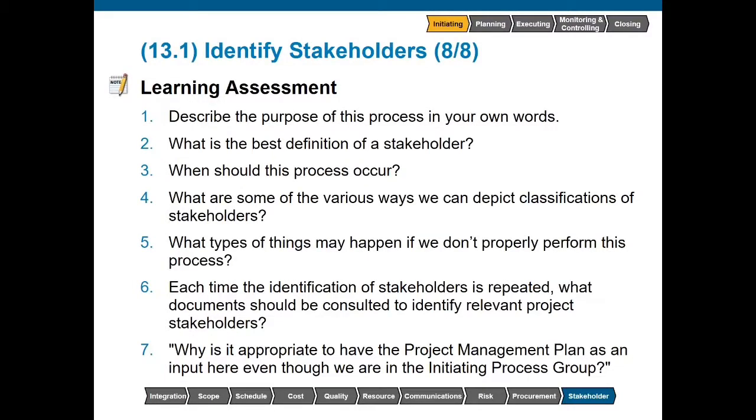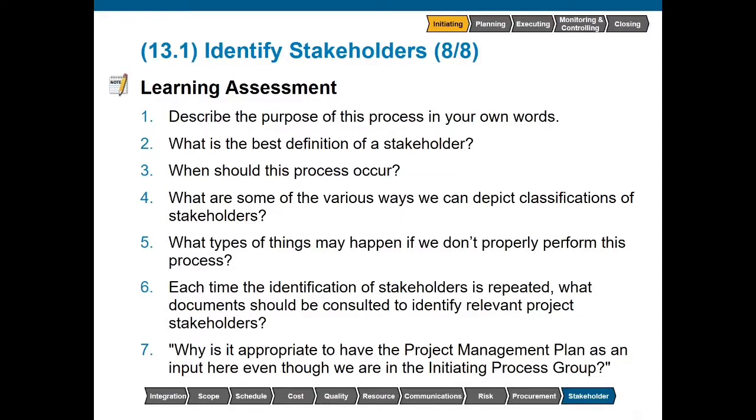Identify stakeholders, learning assessment. Describe the purpose of this process in your own words. We're trying to see who will be affected by the project and who should be providing requirements. What is the best definition of a stakeholder? A stakeholder is anyone whose interests are positively or negatively affected by the project. When should this process occur? This process should occur at the outset, but is ongoing due to the fact that stakeholders may come and go.